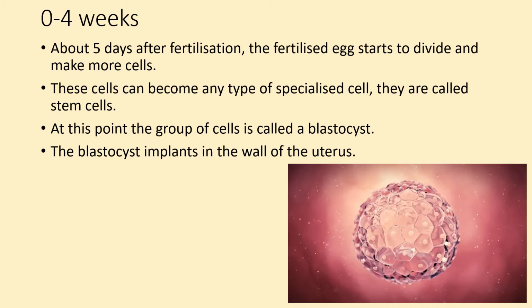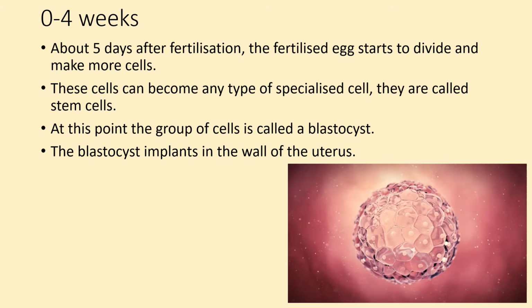So 0 to 4 weeks, about 5 days after fertilization, the fertilized egg starts to divide and make more cells. So you have one cell, it just splits. It literally divides into 2, and then you've got 2 cells. Those 2 cells divide and make 4 cells. Those 4 cells divide and make 8 cells, and so on. These cells can become any type of specialized cell, and they're called stem cells. You may have heard that word in the news.